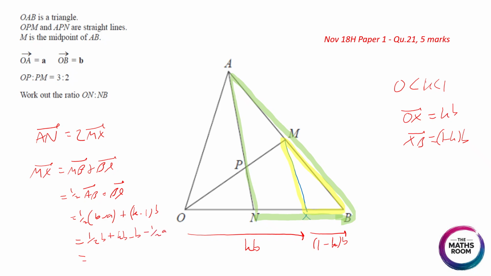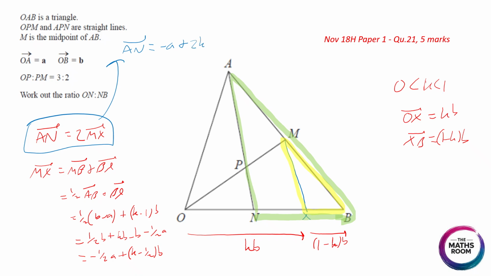So altogether I've got minus half A. Half B minus B is minus half B. So I've got plus K minus a half lot of the vector B. Now we know that A to N is twice that. So that tells me the vector A to N, which is the key to the question, is twice that. So it's going to be minus A plus 2 lots of k minus half, which is 2k minus 1 lots of b.